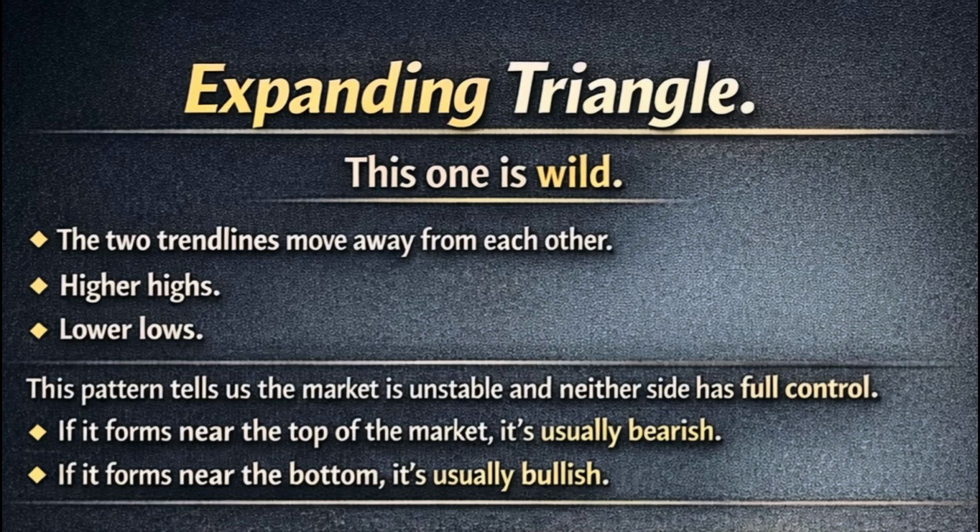Now let's talk about the expanding triangle. This one is wild. The two trend lines move away from each other. Higher highs, lower lows, volatility everywhere. This pattern tells us the market is unstable, and neither side has full control. If it forms near the top of the market, it's usually bearish. If it forms near the bottom, it's usually bullish.